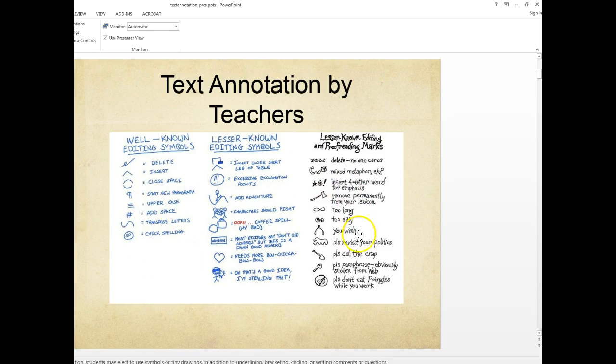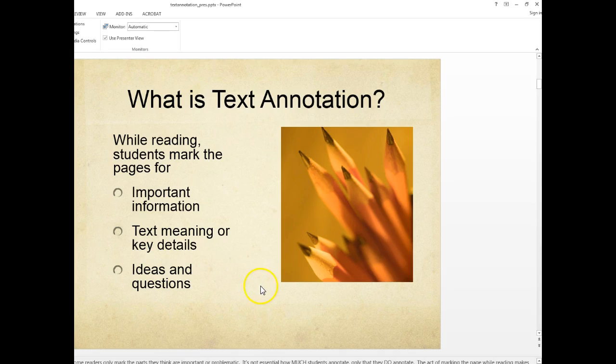We all have different symbols that we use when we're reading so that things jump out at us if we look at them at a later date. So what is text annotation? It's while we're reading, we're marking the pages. We're marking the important information, text meanings or the key details, and then we're writing down the ideas or questions that we may want to answer later. So basically we're writing as we go, as we read, excuse me.